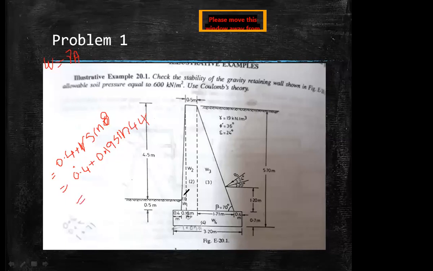So the W1 weight is making some moment about the heel, and the perpendicular distance will be this much: 0.4 plus 0.19 into sin 44. Just calculate and tell me how much it is.